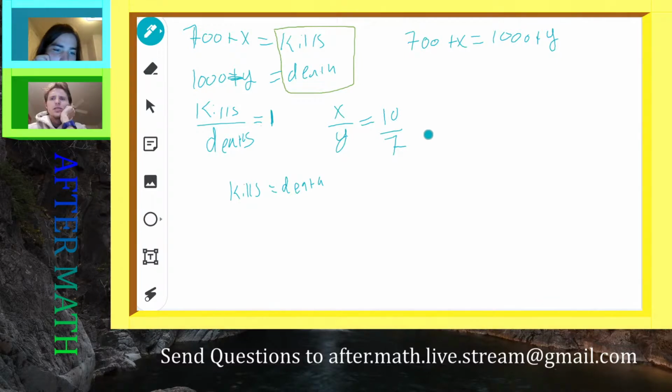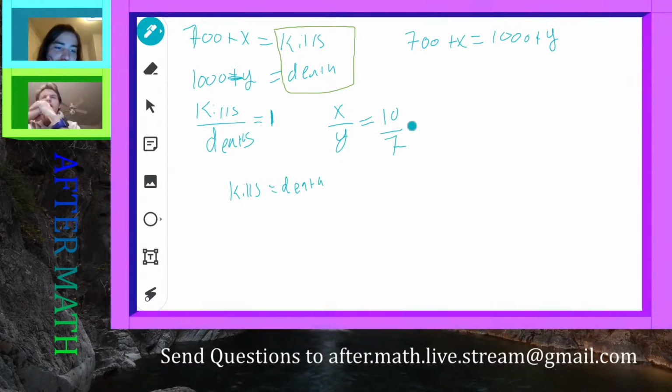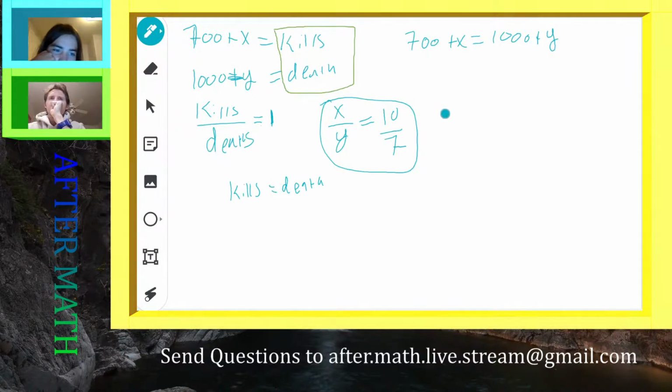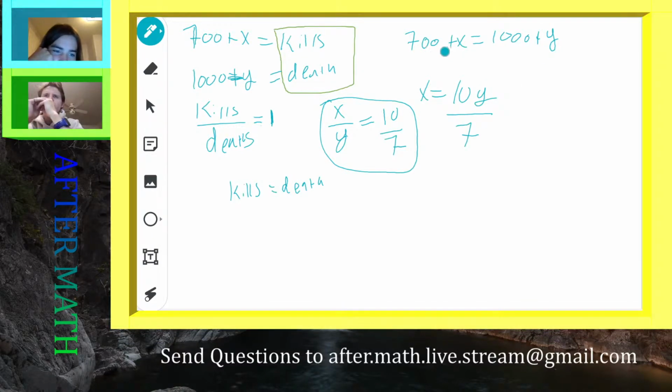Okay, and then from there, what we have to do is solve for y or x using this equation right here. Which one do you want to solve for, x or y? Doesn't matter to me. Let's do x because that's alphabetically first. Okay, so x equals 10y over 7. So we can plug that in for x.